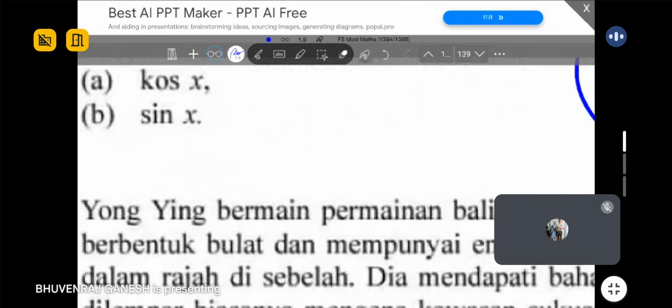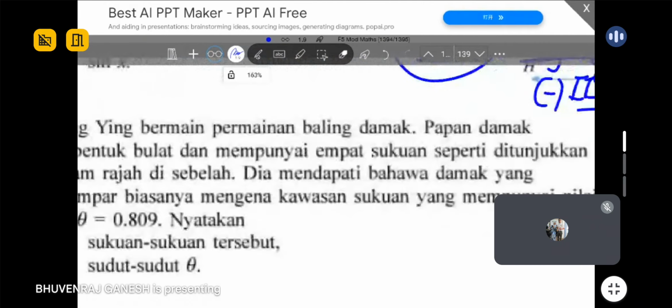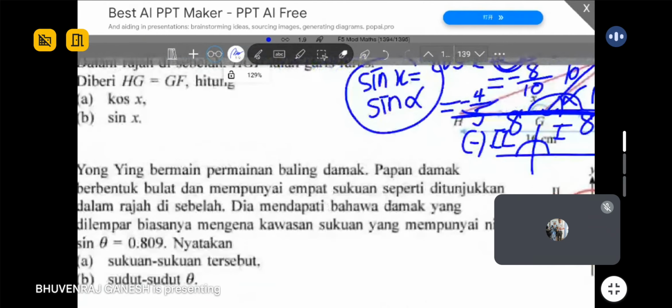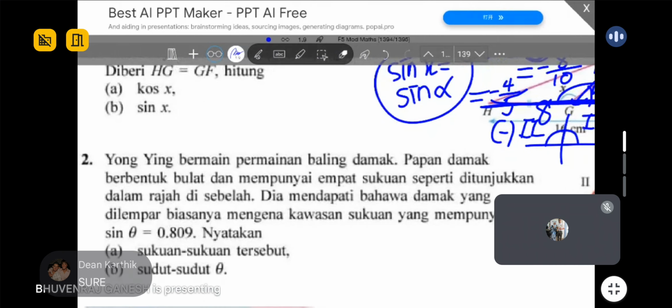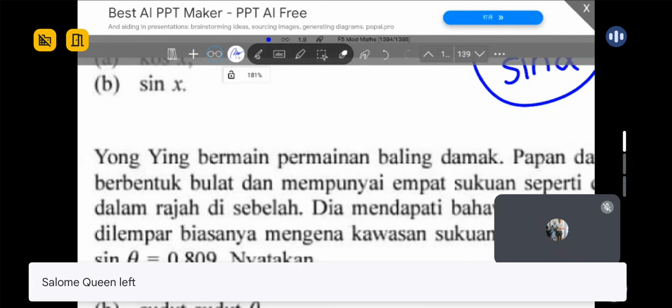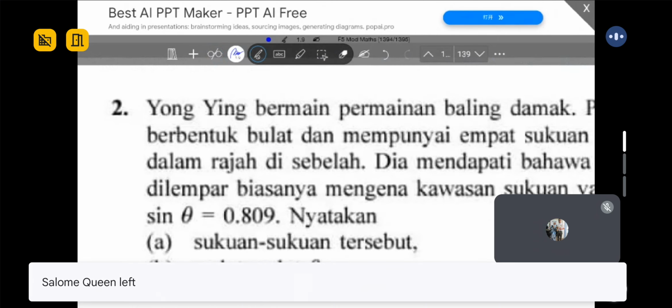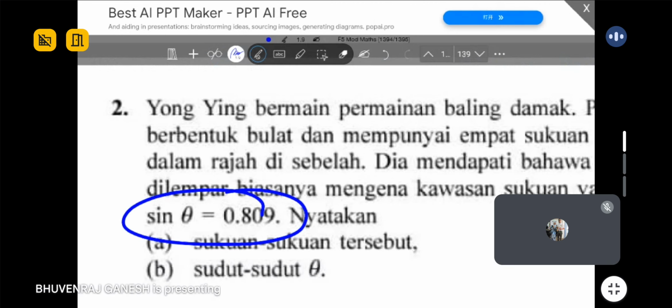Okay, alright. So we discuss, I think, one more question lah for today. Then we end. Okay, soalan akhir. Okay guys, so for this question, they tell you that sin theta sama dengan nilai ni. Okay, so what quadrant is this guys? Can anyone tell me? Kuadran ke berapa?